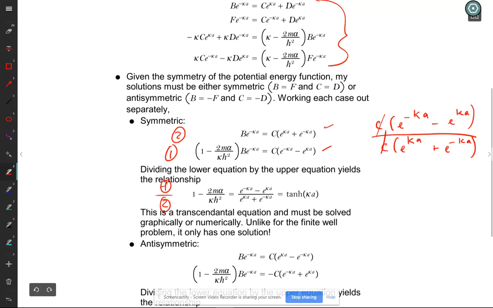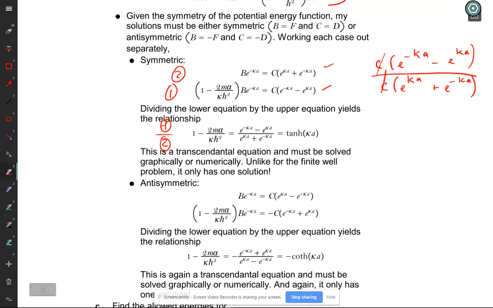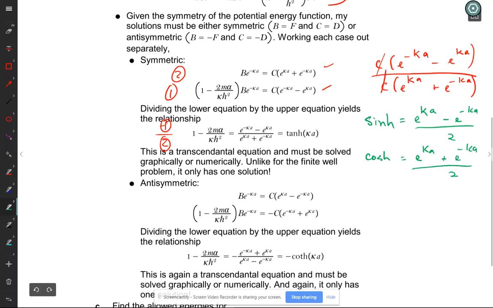So the C's are going to cancel, and this is where we have to go to those hyperbolic functions. Well, we don't have to, but it makes our life much simpler. Remember I told you sinh is equal to e to the kappa A minus e to the minus kappa A over 2, and cosh is equal to e to the kappa A plus e to the minus kappa A over 2.